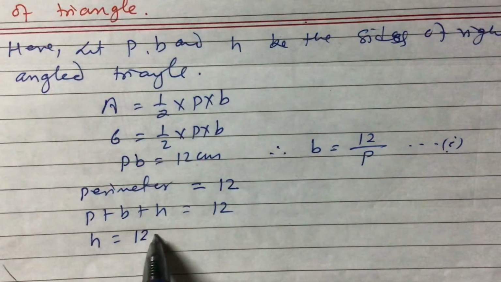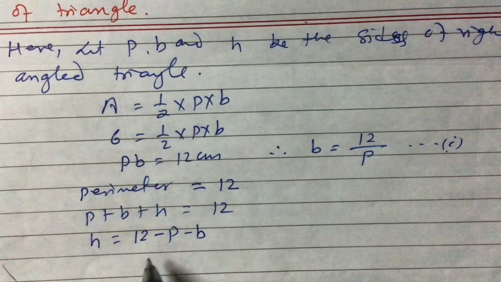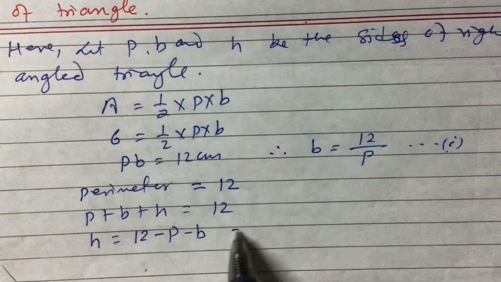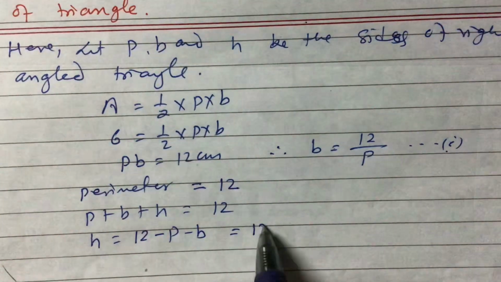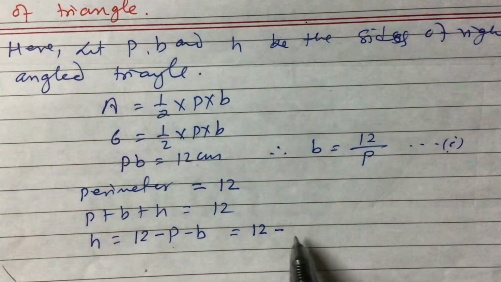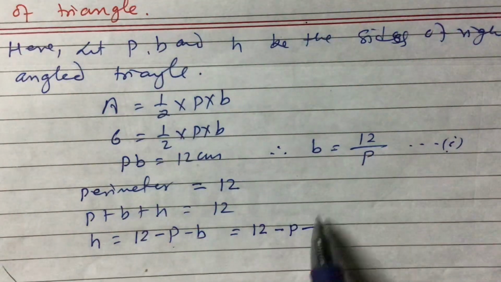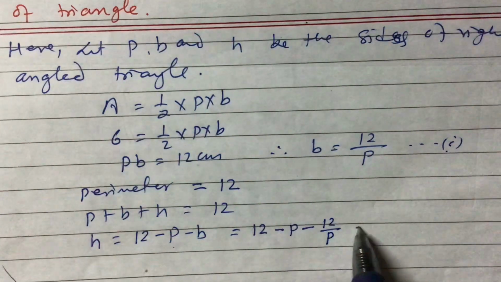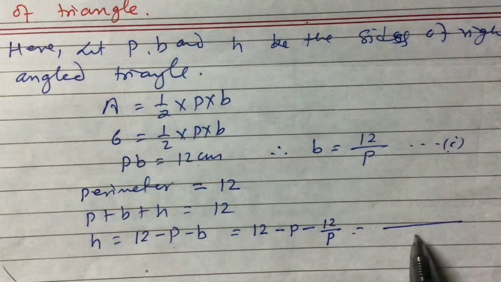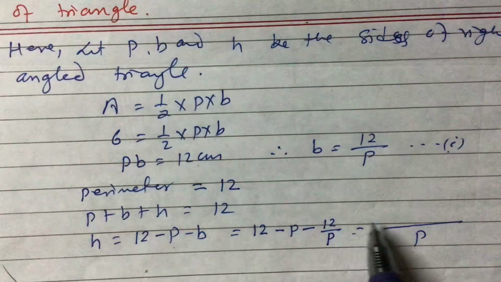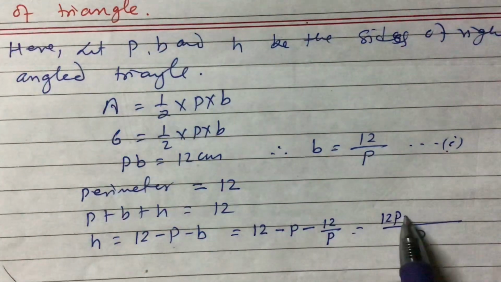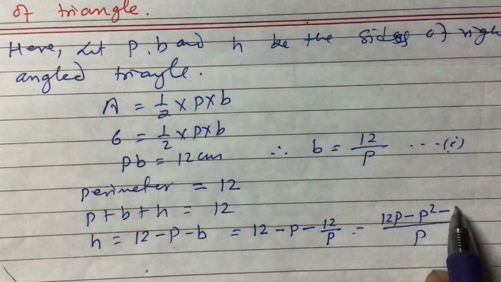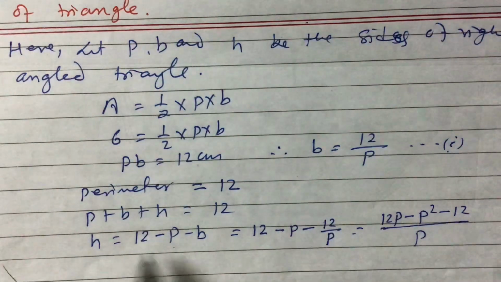So we can write H equals 12 minus P minus B. So this is equal to 12 as it is, minus P, P as it is, minus B means you can put this value here, 12 upon P. So we can take LCM. If you take LCM, P is the LCM, then it will be 12P minus P square minus 12. This is the value of H.